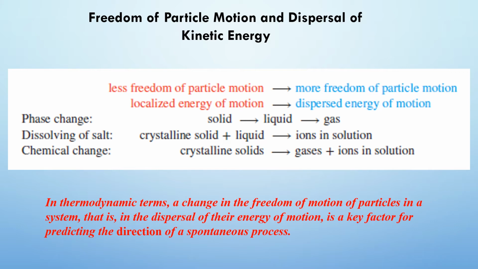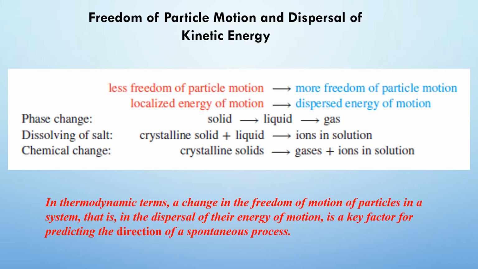So then we introduce this freedom of particle motion and the dispersal of kinetic energy. This spontaneous change is closely related to this concept. So recall those previous examples of spontaneous endothermic processes. They all have one major feature in common. In every single case, these chemical entities, either the molecules or atoms or the ions, have more freedom of motion after the change.